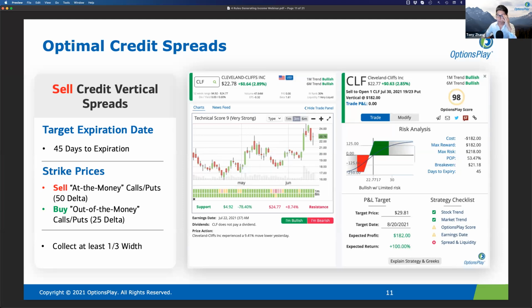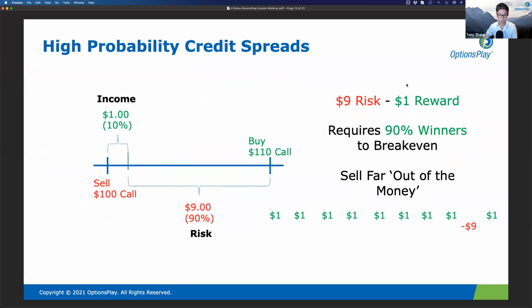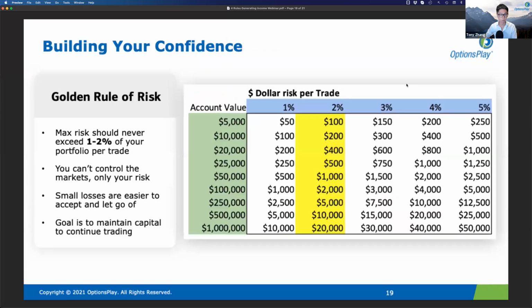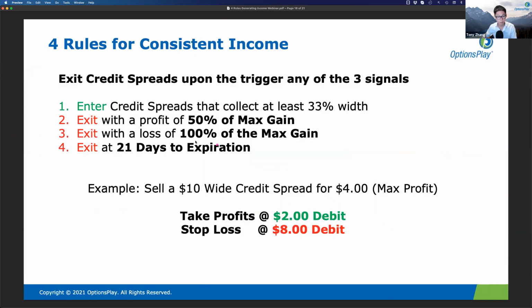100% max gain or 200% of max gain? 100% of max gain. So the question was, when do we cut our losses? 100% of the max gain. So $4 is your max gain. So if $4 goes up to $8, that is a loss of $4, which is 100% of the max gain.